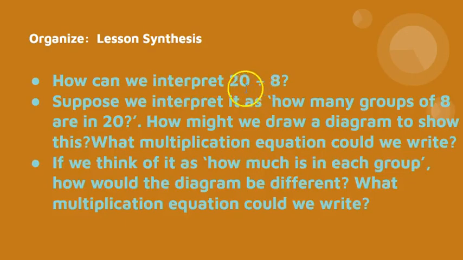So how could we group or interpret 20 divided by 8? We can think of it as how many groups of 8 are in 20. Or we could be thinking about, if we make 8 groups, how much is in each group? Or how much is in each group if we break it up by 8?